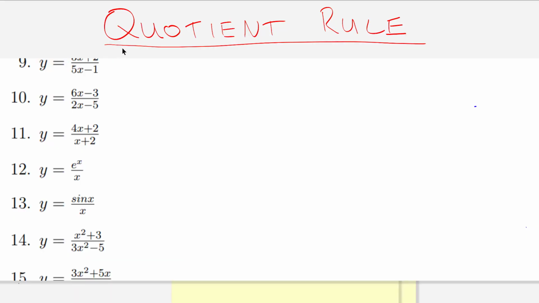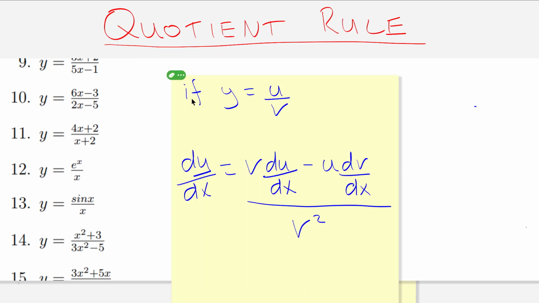So now we're going to look at the quotient rule, how to differentiate using the quotient rule. You can see here we have a couple of examples. The quotient rule is needed when you have one function divided by another. Then we need to use what's called the quotient rule. And the formula for the quotient rule is this.